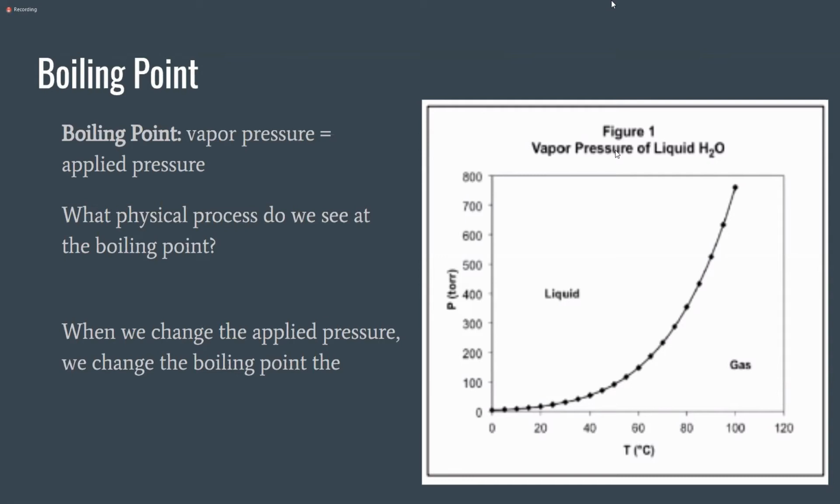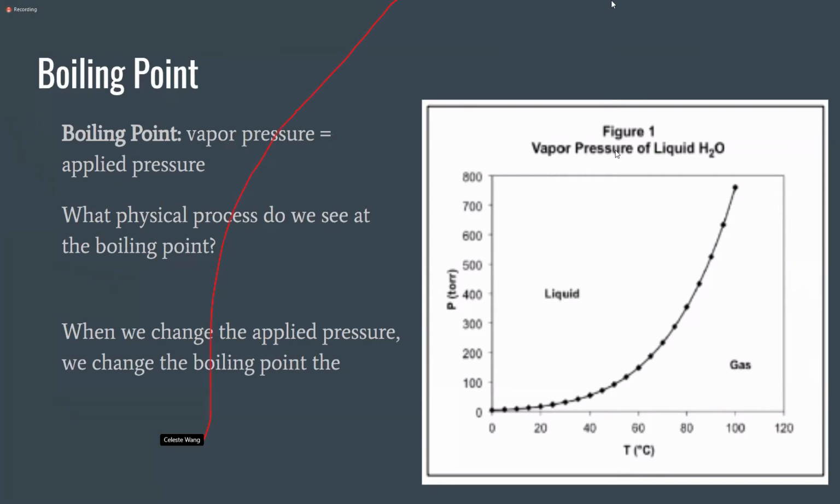Now, yeah, this graph is just showing how if you change the applied pressure, you change the vapor pressure of the gas at the boiling point. Because if you have a different applied pressure, you're going to have a different boiling point, because the boiling point is where the vapor pressure equals the applied pressure.